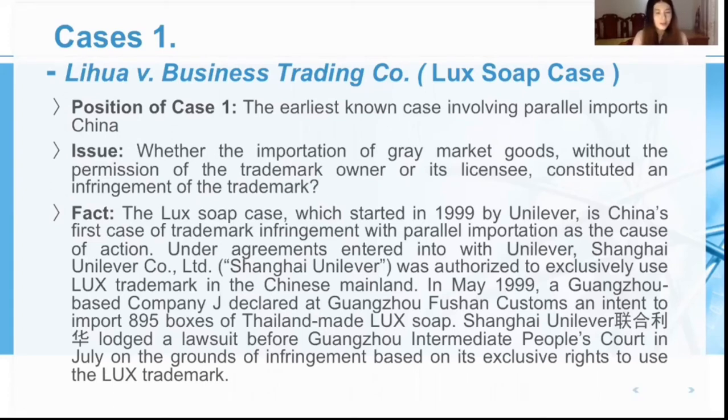Instead, the court's ruling was based on infringement on the part of the defendant for importation of counterfeit trademarked products, on the grounds of failure of the importer to prove that the import was genuine.